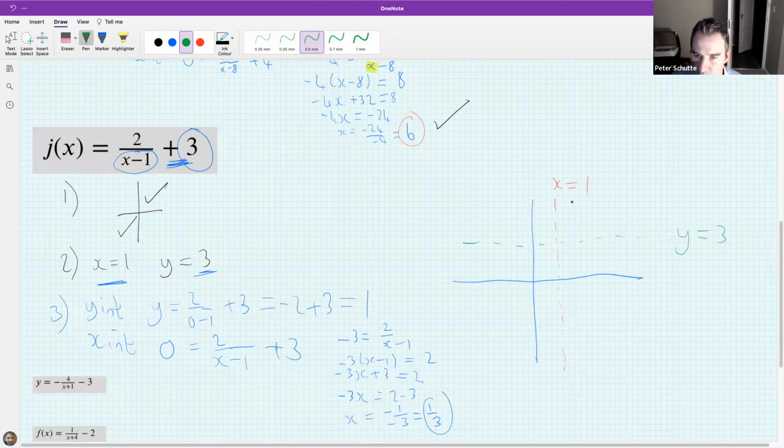And then you ask yourself, where am I drawing this? Well, it's in quadrant 1. So it's going to be over here. And it's also going to be in quadrant 1, and then it's going to be over here. So I get that. And then this y-intercept was 1. So that's going to be 1 over there. And the x-intercept was 1/3, which is here. And then the function is called the function j. And that's it.